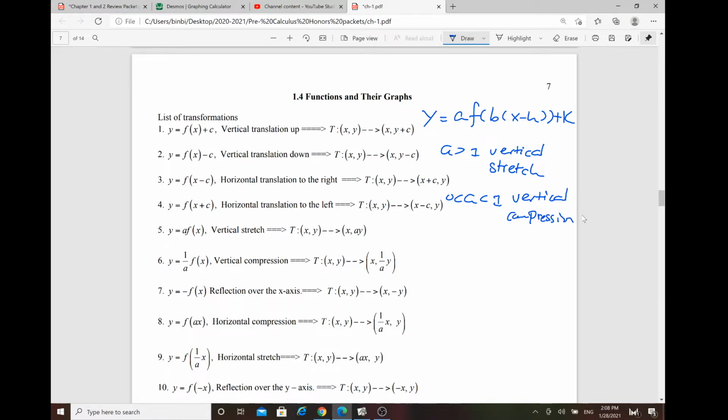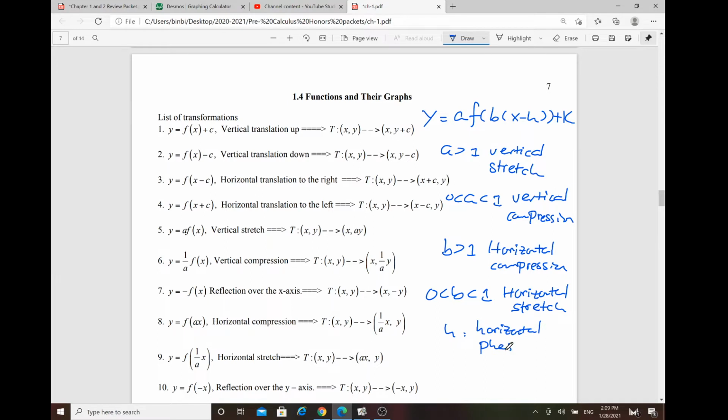And then for the value of b, if b is greater than 1, that means it's a horizontal compression. And if b is less than 1, greater than 0, then that'd be a horizontal stretch. And then the value of h is just the horizontal phase shift. And then k is the vertical translation, so that means moving the graph up and down.